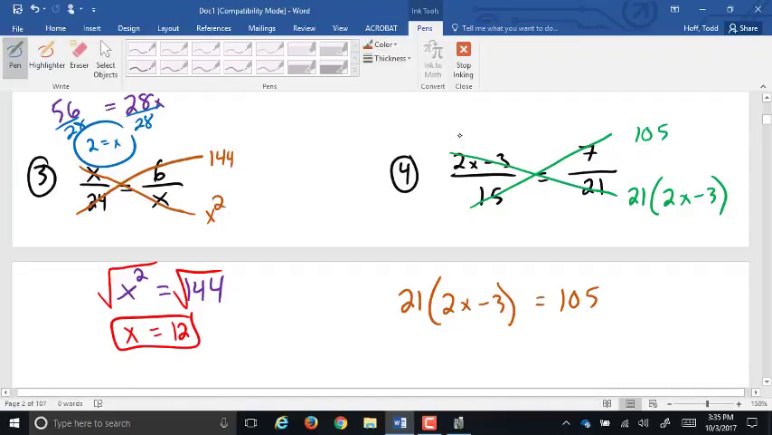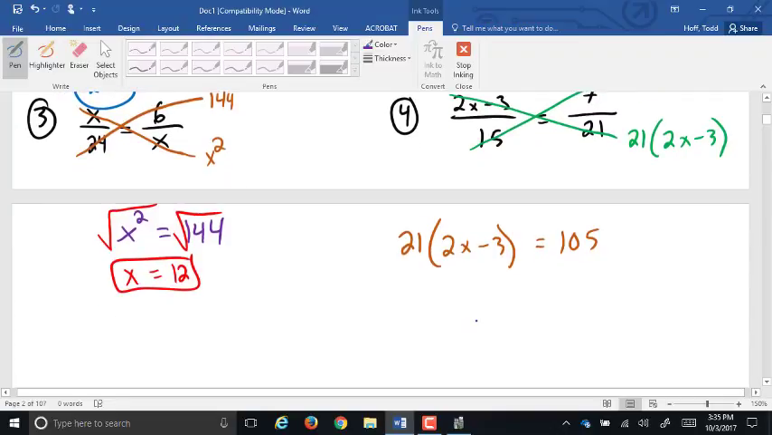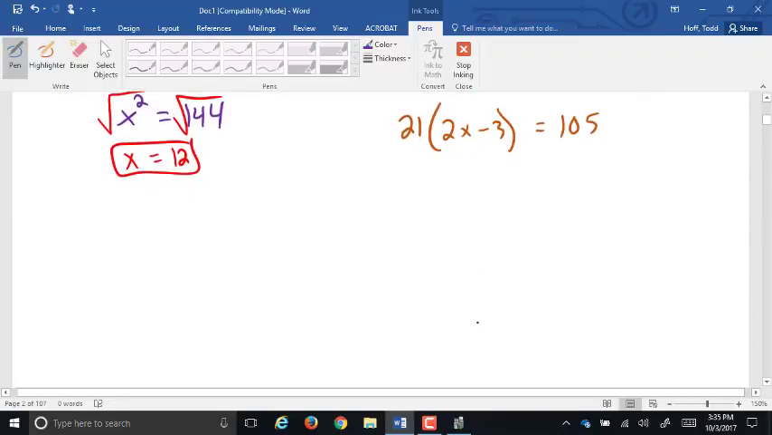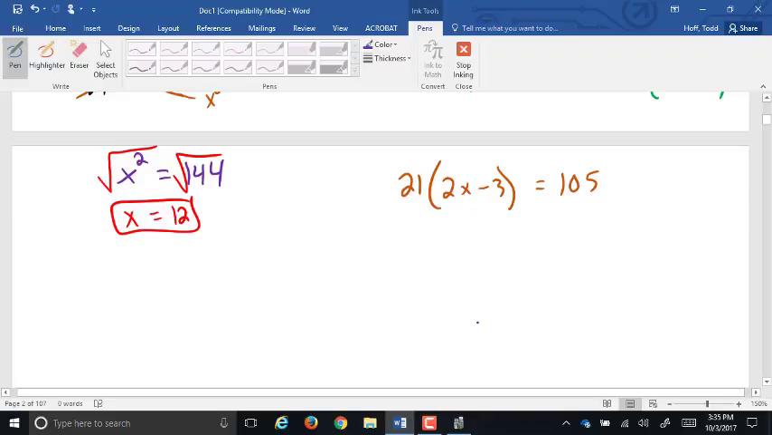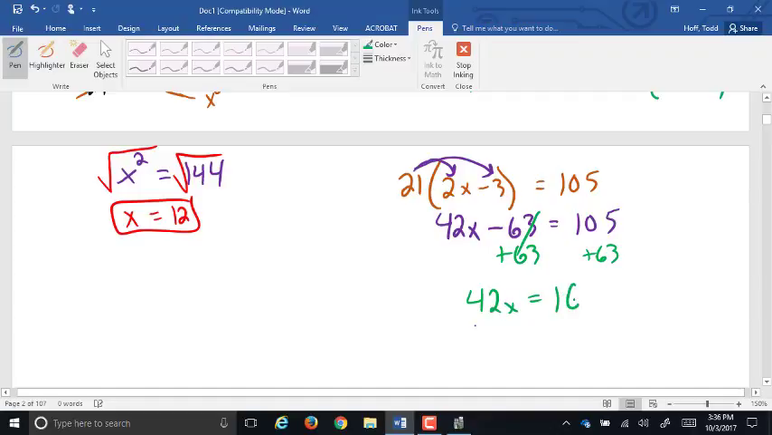Now to solve this, we see parentheses. We can't combine anything inside the parentheses. So we have to ask, what can we do to the parentheses? And that's going to be multiplying by the 21. So 21 times 2x is 42x. 21 times negative 3 is negative 63. And that still equals 105. What's next? Add 63. Good. So we've got 42x equals 168.